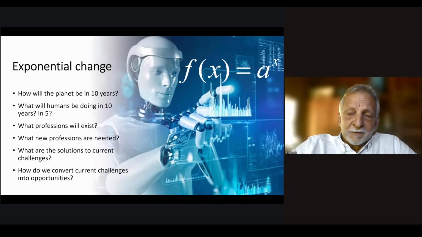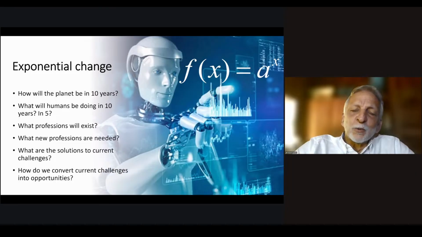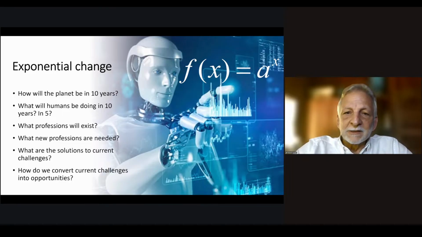I would say a lot of the universities are just totally ignorant of the fact that their existence is threatened right now by the speed AI is taking over professions and work and so on. What profession will still exist? These are all things we need to really understand. And how do we convert the current challenges into opportunities for new professions, for new activities?